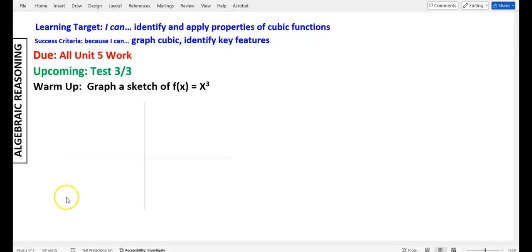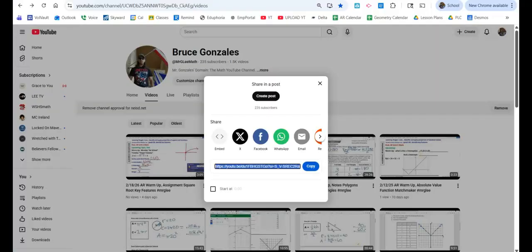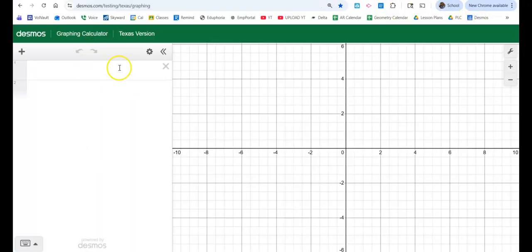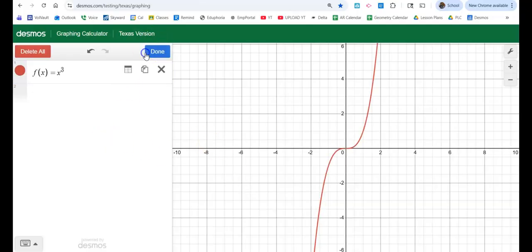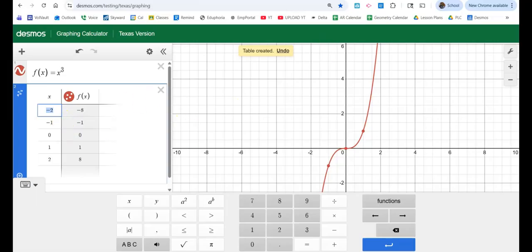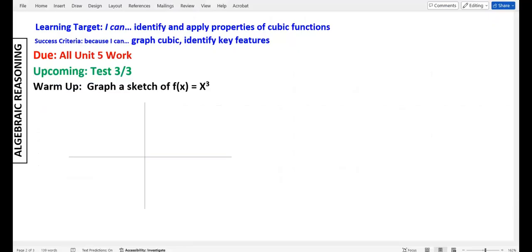Anyways, let's sketch this stuff. So can you graph a cubic function? If you click the keyboard, this is how you get it. Hit 3. There it is. And you know you can hit the gear, hit the table, plot some points, right? So a rough sketch would look like this. Something like that.